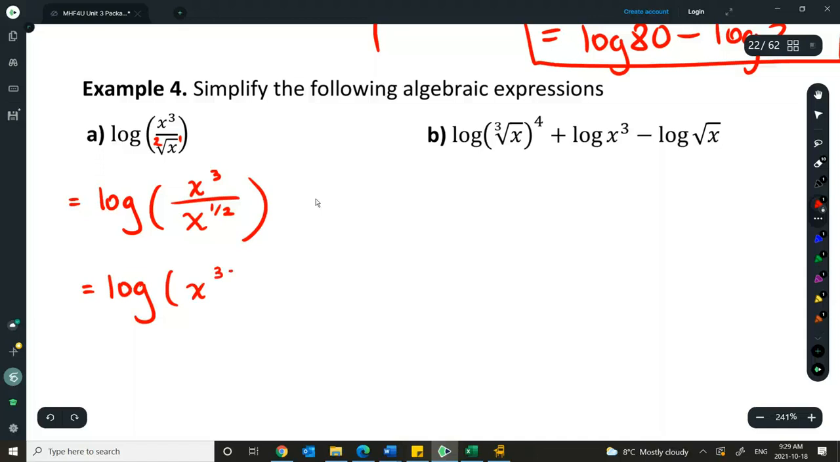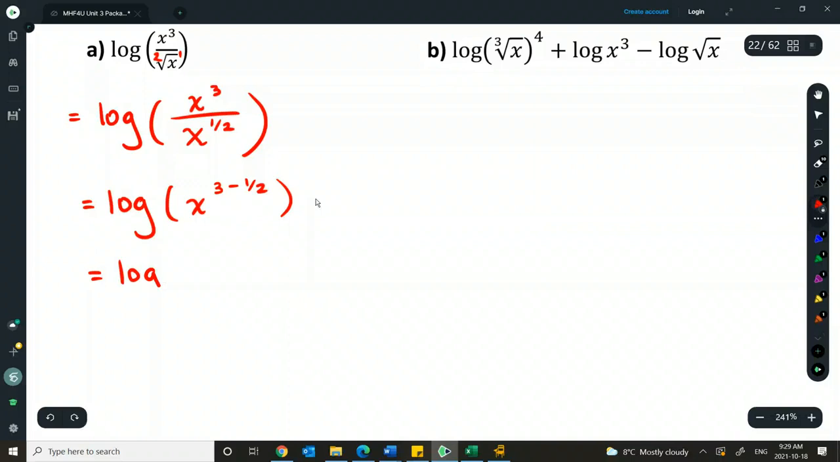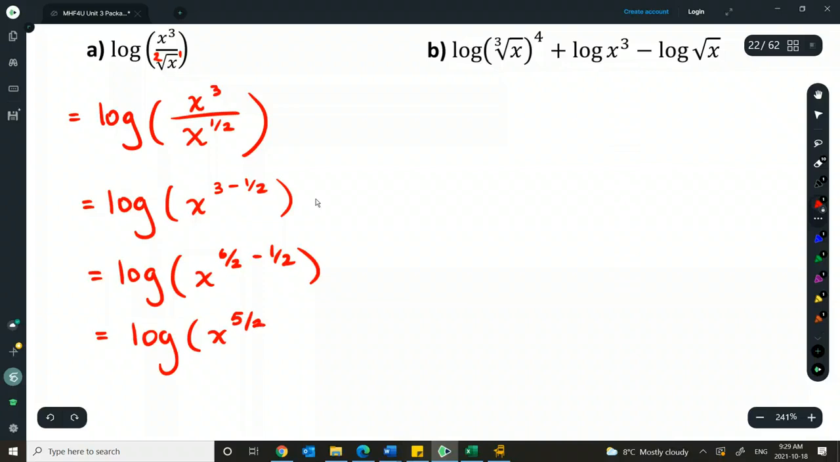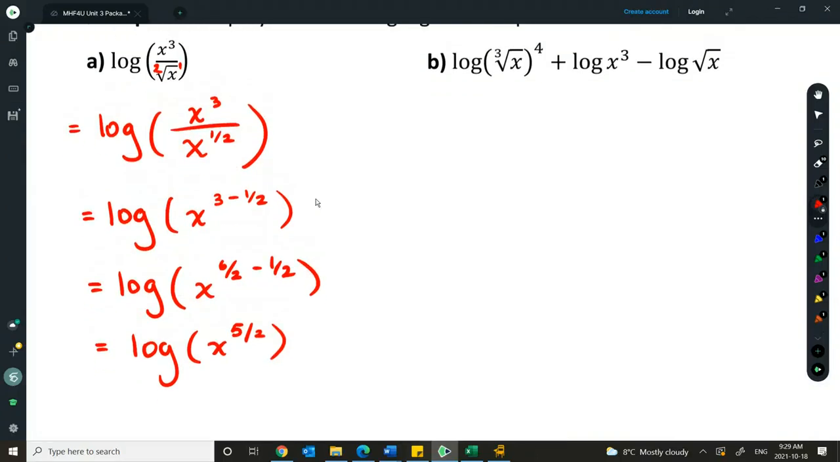I do subtraction, so I'll do 3 minus a half. If you'd like, if you're not sure what that is in fraction form, you can express this as 6 over 2 minus 1 over 2. And this will be log of x to the 5 over 2. No, keep in fraction form. Okay, and that's probably as simplified as we could get it.